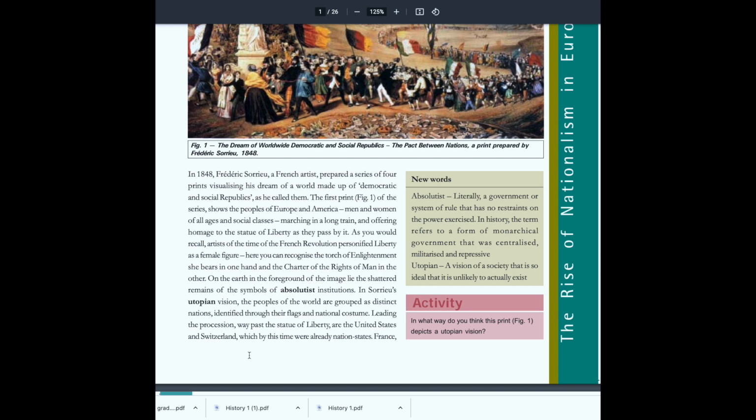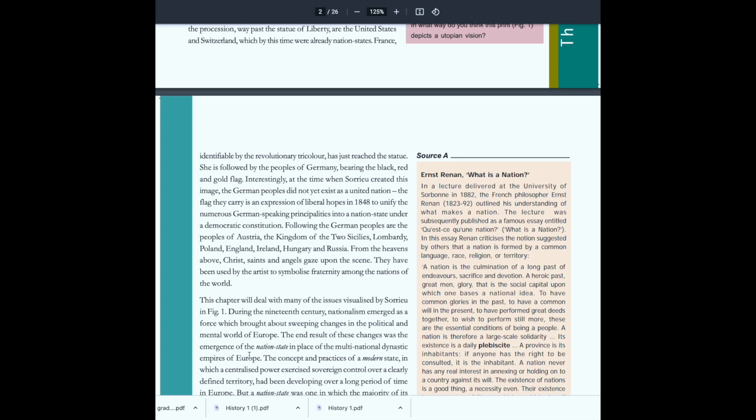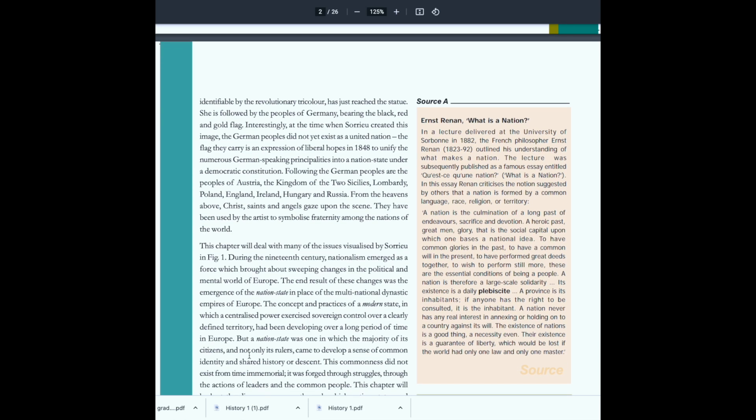Leading the procession way past the Statue of Liberty are the United States and Switzerland, which by this time were already nation states. France, identifiable by the revolutionary tricolor, has just reached the statue. She is followed by the peoples of Germany bearing the black, red, and gold flag.